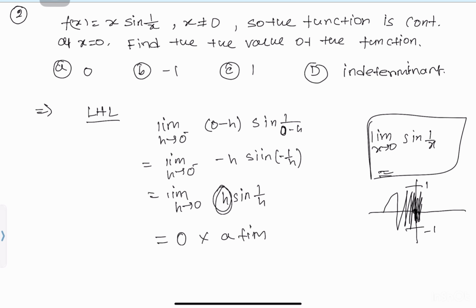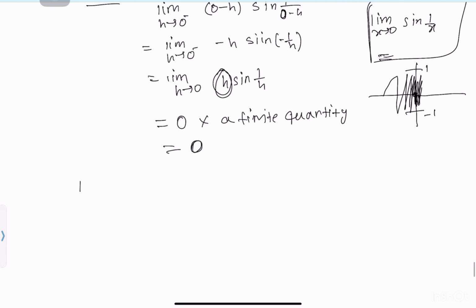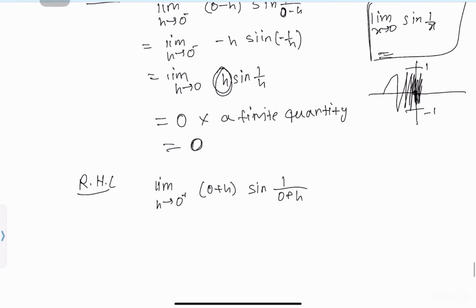So this is a finite quantity. Okay, so 0 into some finite quantity, what value? This always gives you 0. Okay, clear? I think clear. So the right hand limit, the same way: limit h tending to 0 positive of 0 plus h sine 1 by 0 plus h. Clear? So in the same way this also gives you 0.